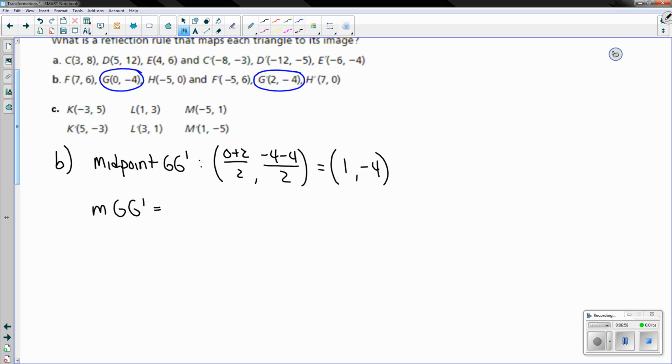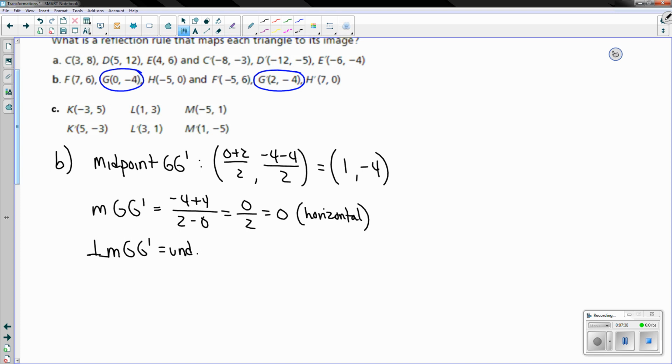So now let's move into the slope of the segment that connects G to G prime. When we do the change in y, negative 4 plus 4, over the change in x, 2 minus 0, we're going to get 0 over 2, which means the slope of our segment is 0, and therefore we have a horizontal line connecting these two. Now for the perpendicular slope, this isn't a matter of taking a negative reciprocal. We're just going to have to use our knowledge that for something to run perpendicular to a horizontal line, it must be a vertical line, and we know vertical lines have undefined slopes.